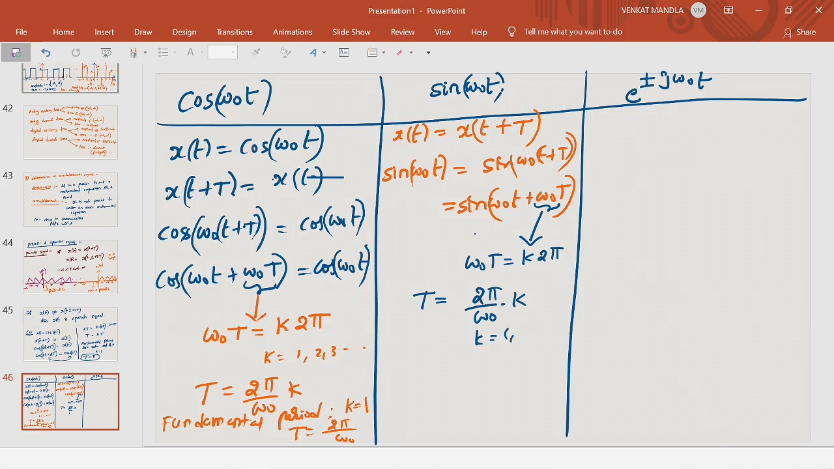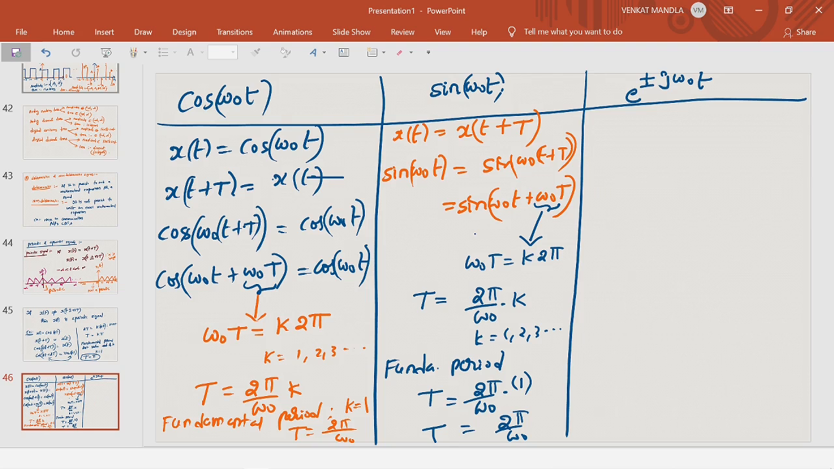k equal to 1, 2, 3 and so on, integers, and the fundamental period is the least possible period of the signal. The least possible period of the signal is 2 pi by omega naught into 1, k equal to 1. So for both cos omega naught t and sin omega naught t, the fundamental period T is 2 pi by omega naught.